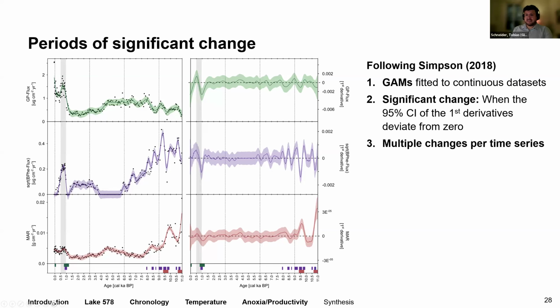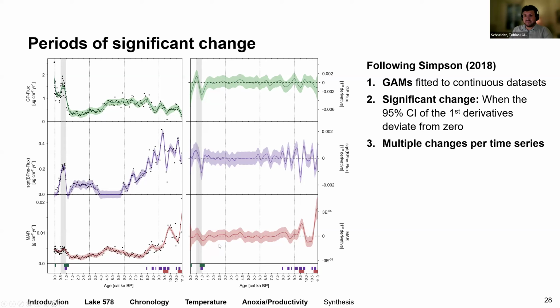And we followed the simple workflow from Simpson 2018 that uses generalized additive models, and that allowed us to calculate different confidence intervals and take the first derivatives of each time series, in order to detect significant changes. And basically when the first derivative deviates from the zero line with the confidence interval of 95%, then that's a period of significant change. And like this, we could easily identify these different phases.